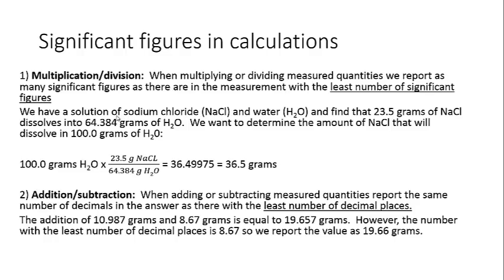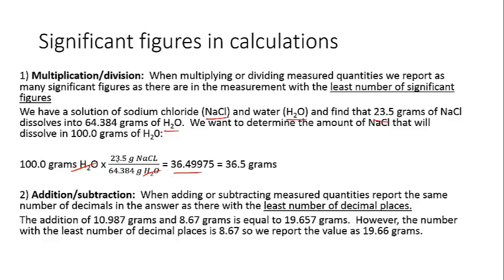If we have a sodium chloride solution, which is just NaCl, sodium chloride, in water, we find that 23.5 grams of sodium chloride dissolves into 64.384 grams of H2O, and we want to determine the amount of sodium chloride that will dissolve in 100 grams of H2O. Well, you set up a little ratio here so that your grams of H2O cancel, and you see that 36.49975 grams of sodium chloride will dissolve in 100 grams of H2O.